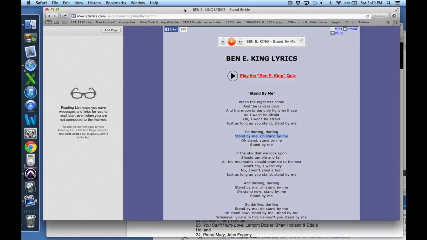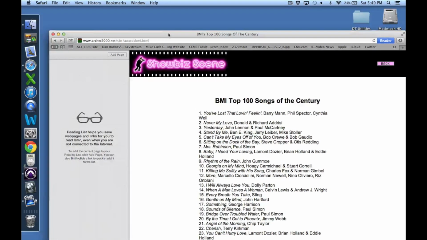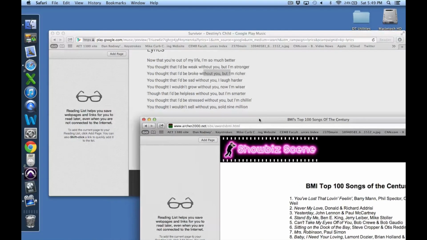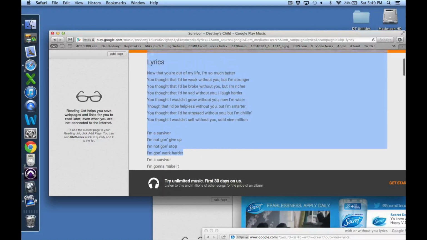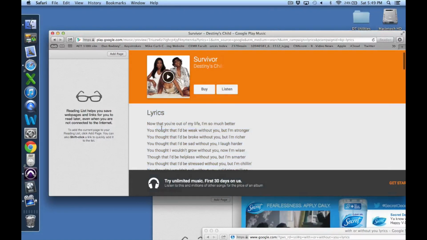Okay, so let's move into some current songs, because these songs haven't had as much time for radio play. This particular song by Destiny's Child, called Survivor, I think is genius, with so many cool writing techniques. First of all, guess what it starts with? "Now that you're out of my life," speaking to the listener in the very first line.